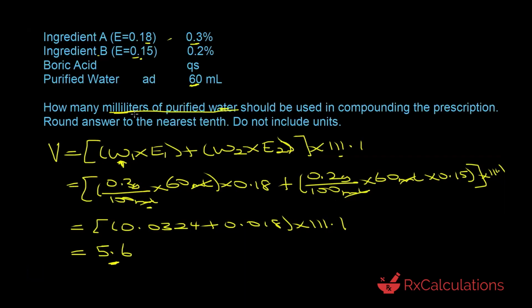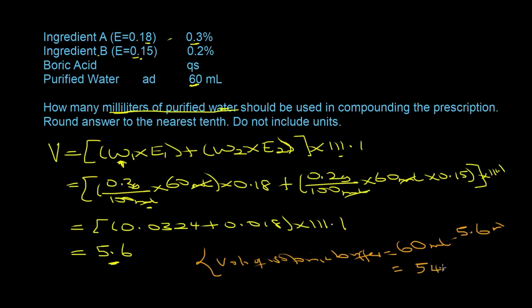But here it's only asking for your volume of purified water. So let me actually just write that down. If it asks for the volume of isotonic buffer, it will be the total volume you're making minus the volume of your purified water. And so you end up with 50.